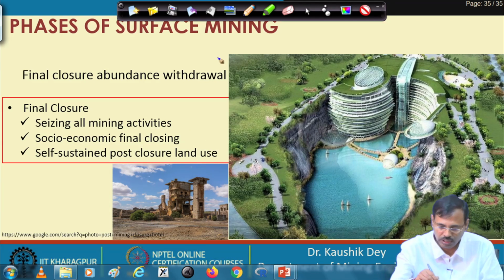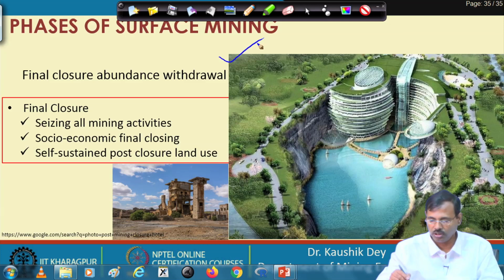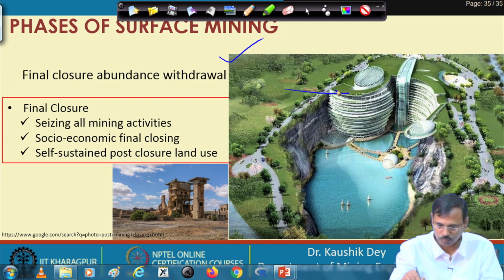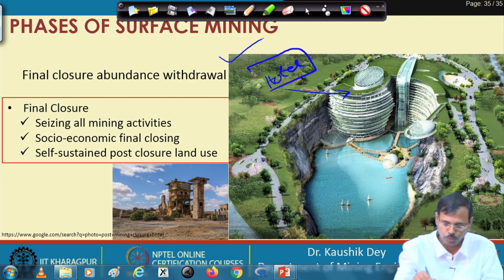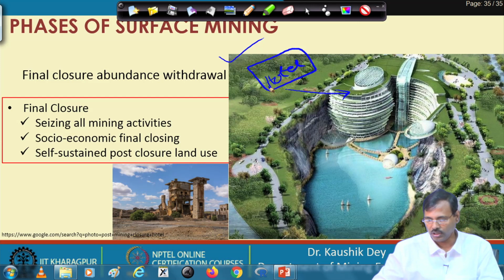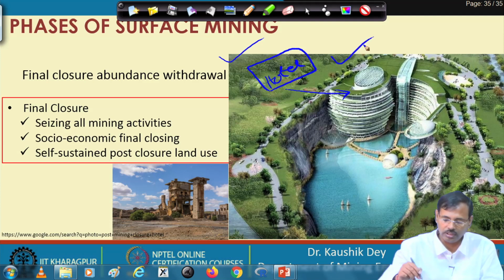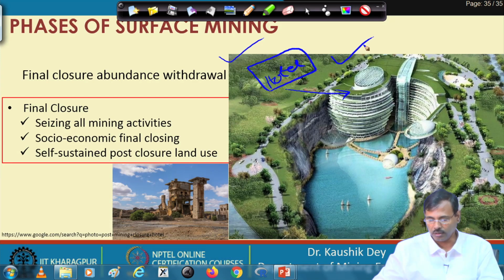This is a very good example of the post closure land use. This is a proposed hotel, a mine converted to a hotel. Post mining, the hotel is created at this position, and with the recreation it is a self sustained post closure example of self sustained post closure mine use.